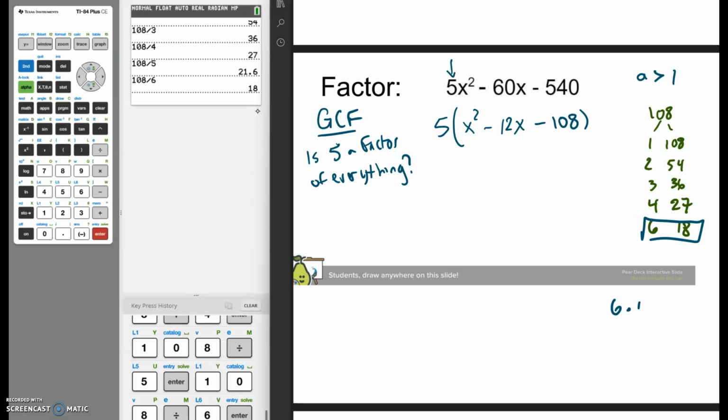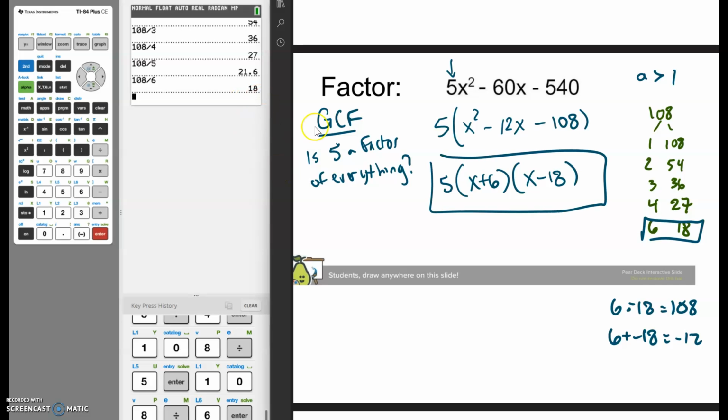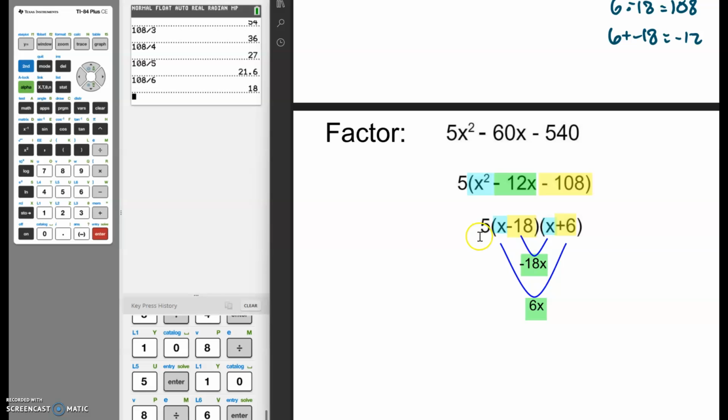If I take 6 times 18, that's 108, but we want a negative 108. So something has to be negative. And if we want this to add up to negative 12, well, I think that would make the negative go in front of the 18. So what does this factor to? We're going to have a positive 6, so x plus 6, and then an x minus 18, with the 5 out front, because we factored out the 5.